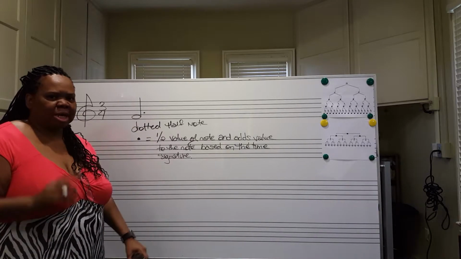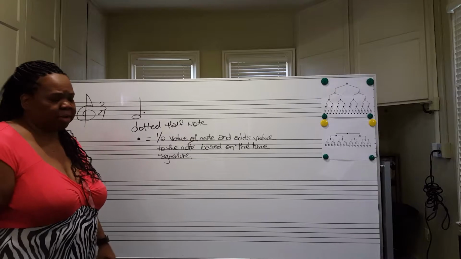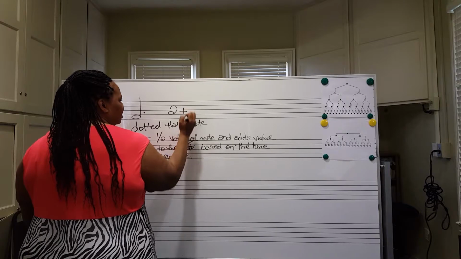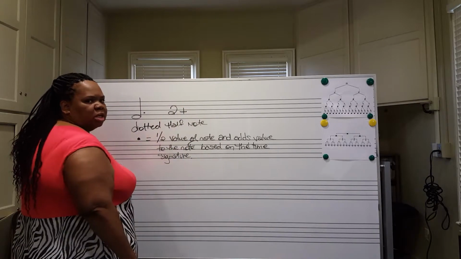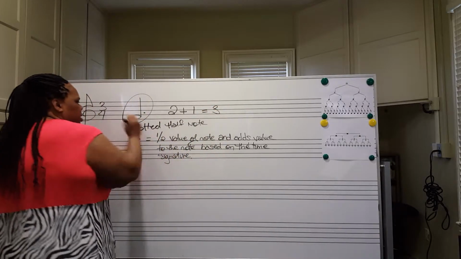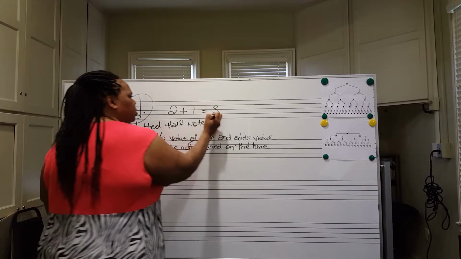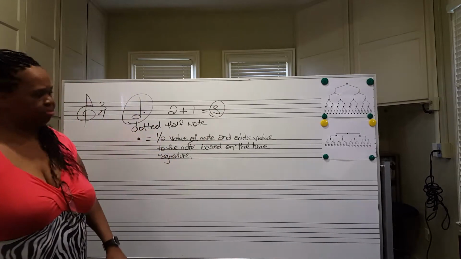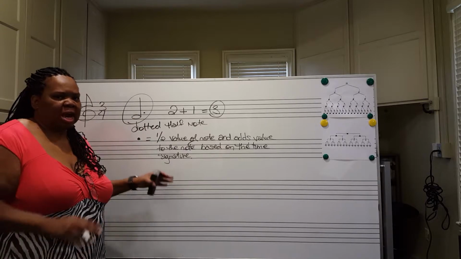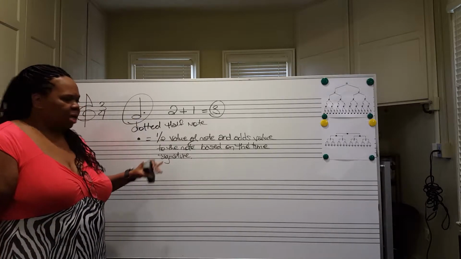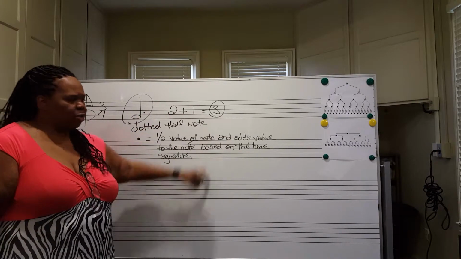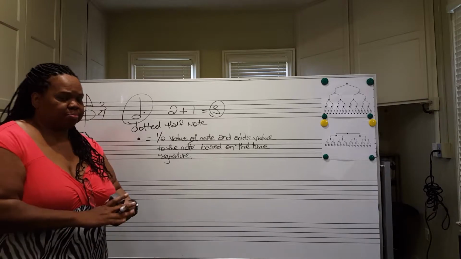The dot, however, has increased us by half its value. So the half note is 2 beats. The dot adds half of 2 to its value, or 1. Therefore, this dotted half note equals 3 beats. All right? So again, the original value of the half note is 2 beats. The dot takes half of its value and adds it to that value, and therefore makes it 3 beats.